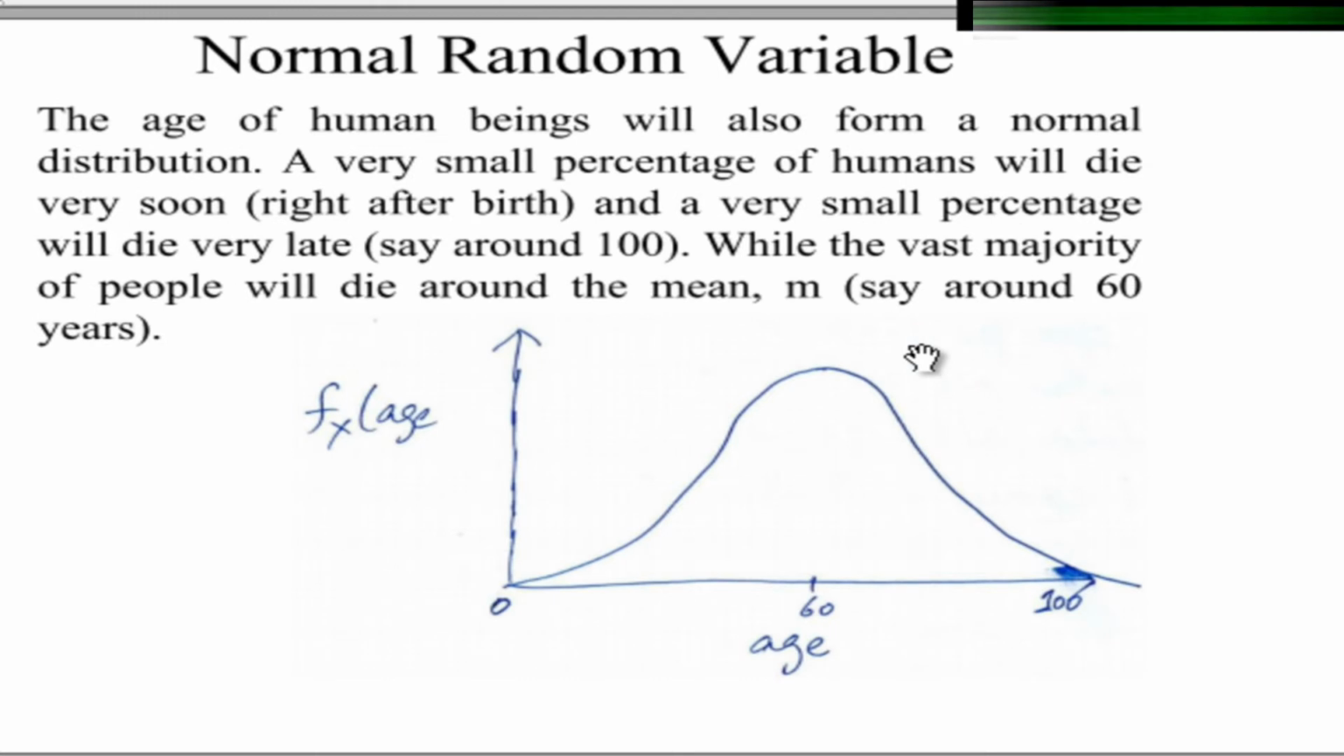The age of human beings will also form a normal distribution because it also encompasses all the human beings on earth. There are about 7.5 billion people on earth, and this is a very huge number which encompasses ages from 0 to 106 or 120 or 130. We don't yet know the exact age of the oldest person on earth.